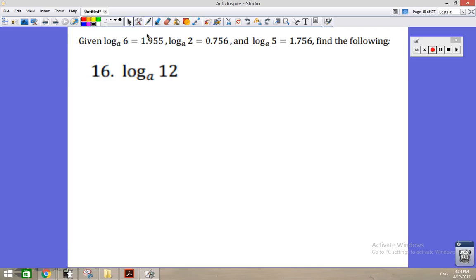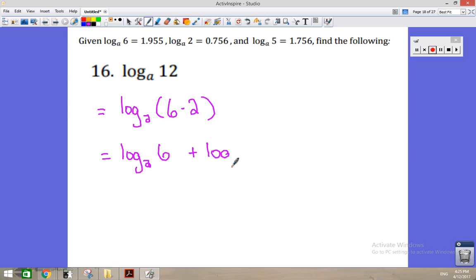So I need to rewrite 12 and try to use these numbers 6, 2, and 5 to do that. So 6 times 2 is 12. So I can rewrite this as log base A of 6 times 2. And by properties of logarithms, if you have multiplication, you can write it as the sum of logs. Log base A of 6 plus log base A of 2.